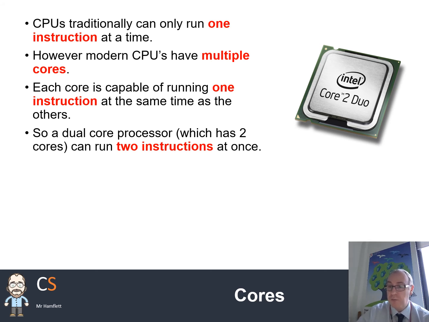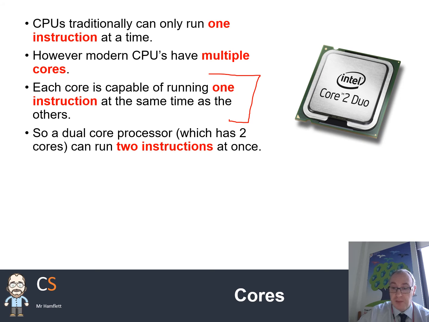These are ways we can improve how fast our system runs. The first one is cores. Normally, a CPU can only run one instruction at once. However, I might have more than one core. That means I can run more than one instruction at once. Having 2 cores allows me to run 2 instructions at once, having 3 cores, 3, and so on. So each core is capable of running one instruction at the same time.